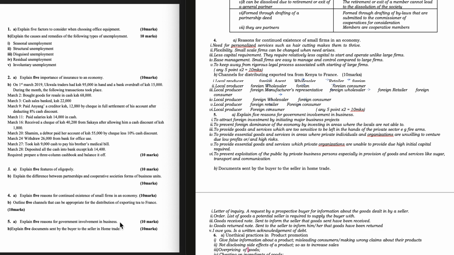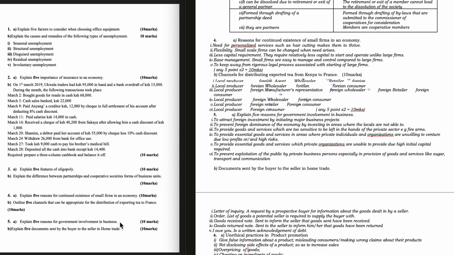To provide goods and services which are too sensitive to be left in the hands of the private sector, for example, firearms. To provide essential goods and services in areas where private individuals and organizations are unwilling to venture due to low profits or high risks. To provide essential goods and services which private organizations are unable to provide due to initial capital required.